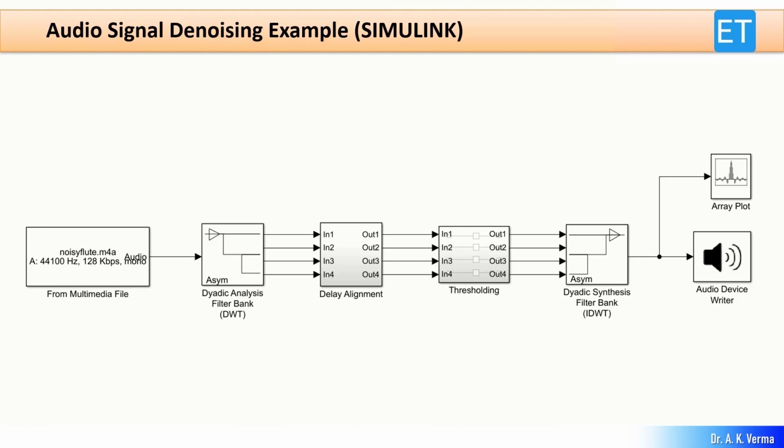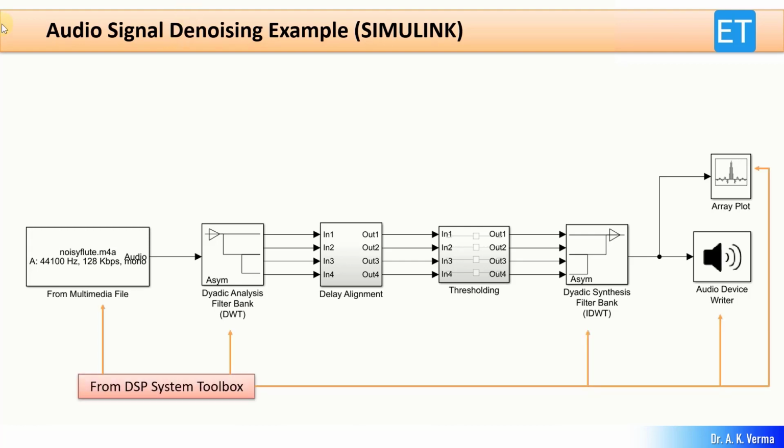So here you can see that we have a few blocks. From Multimedia File, and this Dyadic Analysis Filter Bank and then Dyadic Synthesis Filter Bank IDWT, these are all from DSP System Toolbox. You can find Array Plot and Audio Device Writer. Audio Device Writer is also in Audio Toolbox. From Multimedia File is also in Audio Toolbox.